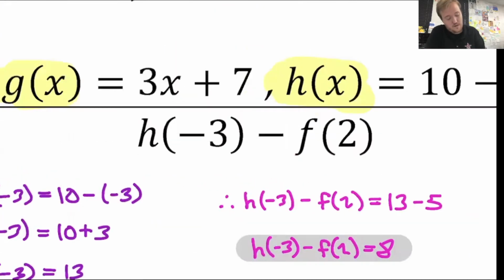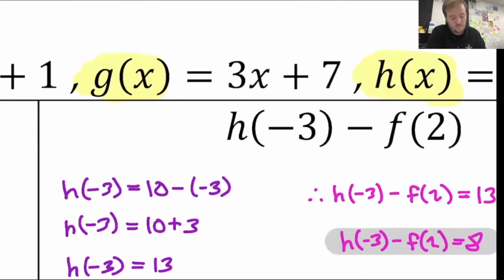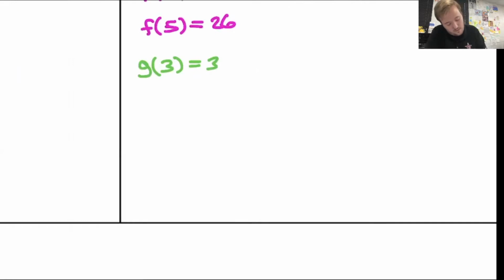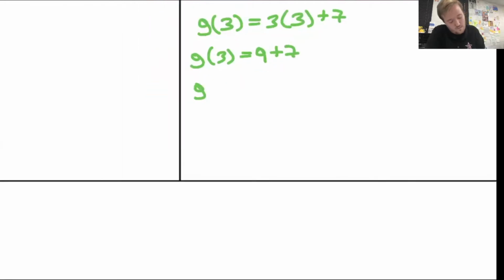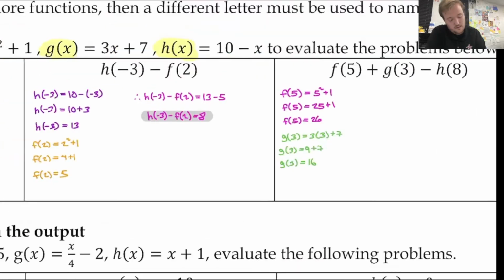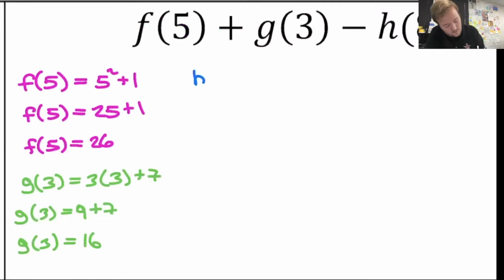So g of 3, now we're looking at 3x plus 7. So 3 times 3 plus 7. So 3 times 3 is 9 plus 7, which gives you 16. And last but not least, then we have h of 8. So h of 8 is going to be 10 minus 8. So h of 8 is going to be 2.